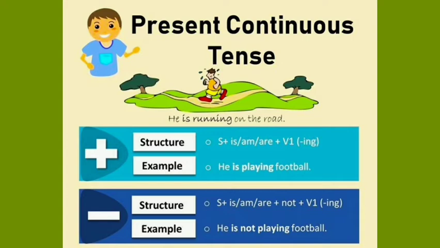Sentence structure for negative sentence will be like this: subject plus am or is or are. This will completely depend upon the subject, plus not, as it is negative, plus V1, first form of the main verb with ing. He is not playing football.